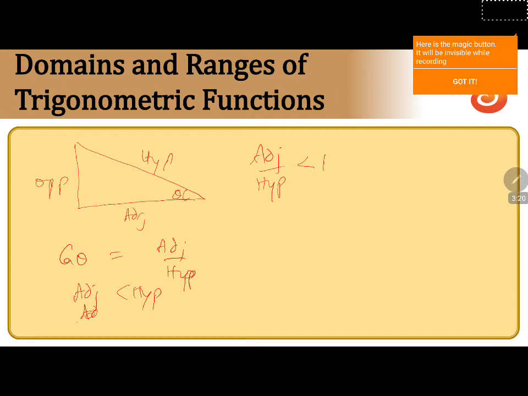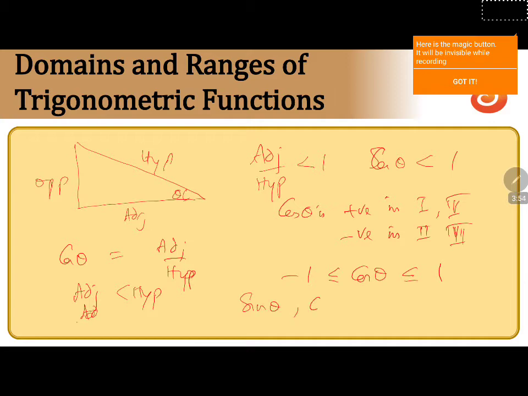Again, cos theta is less than 1. Cos theta is positive in the first and fourth quadrants, and negative in the second and third quadrants. Therefore, -1 ≤ cos theta ≤ +1. So, sin theta and cos theta are proper fractions.